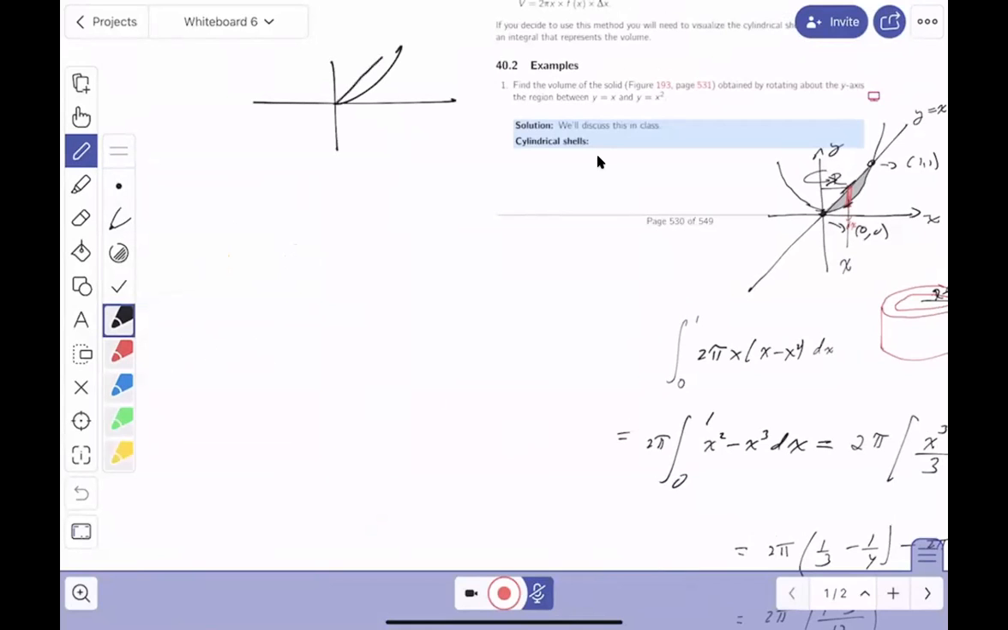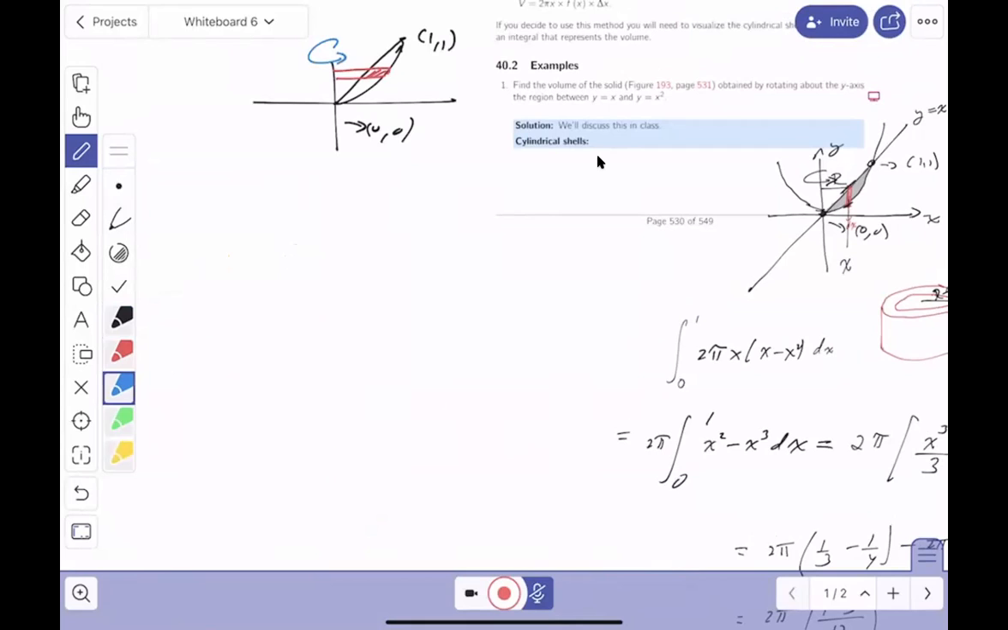This looks sort of like this. Get the points here, (0, 0), and this is going to be (1, 1). I'm going to use the disk method. I'm going to put my rectangle in something like this over here, and we're going to rotate it like this.